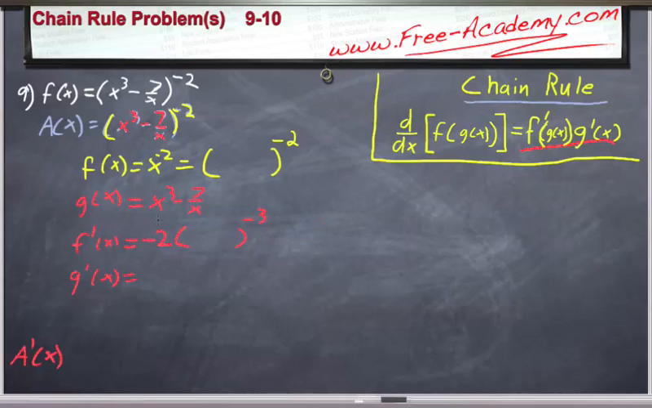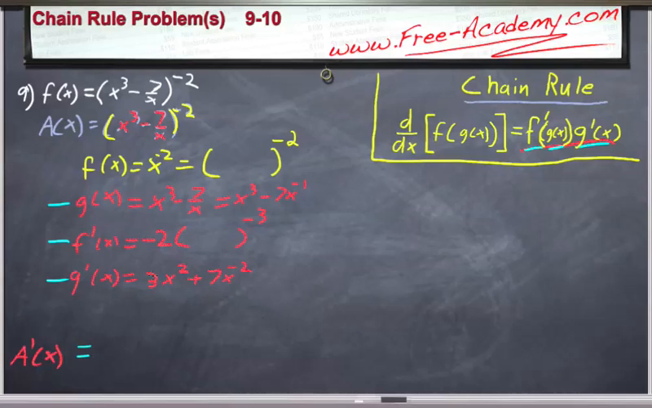Now, to find g prime of x, we take the derivative of x to the third minus 7 over x. The first part's easy, that's 3x squared. The second part we'll rewrite as 7x to the negative 1, so that we can use the power rule on it again. And this will give us 7x to the negative 2. So g prime of x is 3x squared plus 7x to the negative 2. So we have f prime, g of x, and g prime for our chain rule formula. Let's plug every single thing in and get our derivative for a of x.